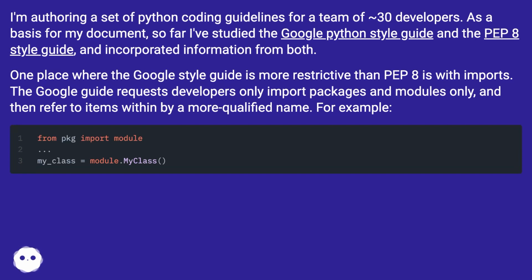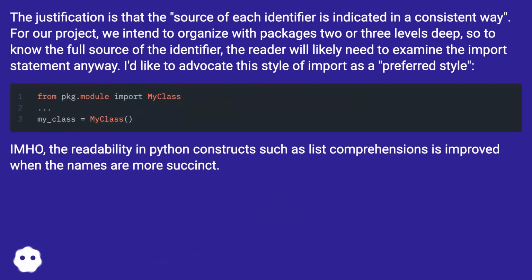One place where the Google Style Guide is more restrictive than PEP 8 is with imports. The Google Guide requests developers import packages and modules only, and then refer to items within by a more qualified name. For example, the justification is that the source of each identifier is indicated in a consistent way.